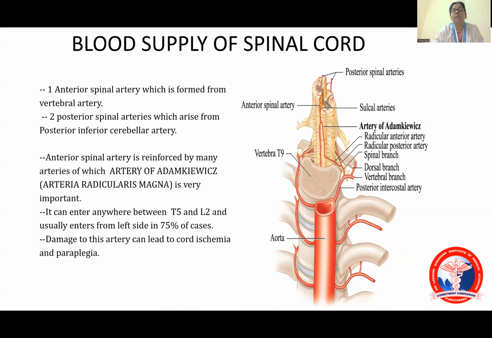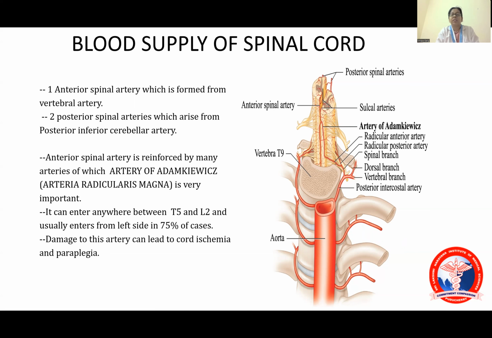Now let's discuss the blood supply of the spinal cord. The spinal cord is supplied via two sets of spinal arteries, anterior spinal arteries and posterior spinal arteries. The anterior spinal artery arises from the vertebral artery, and the posterior spinal arteries arise from the posterior inferior cerebellar artery.